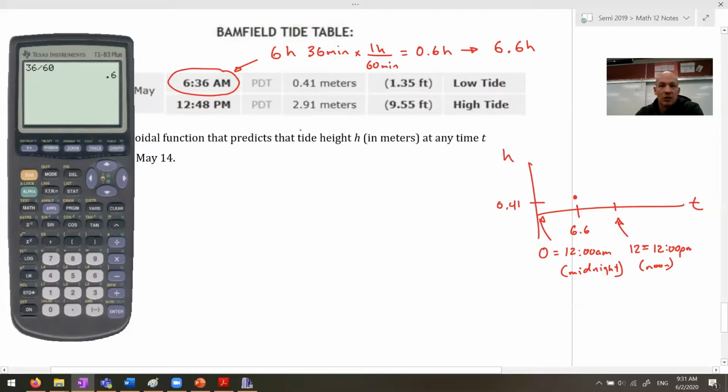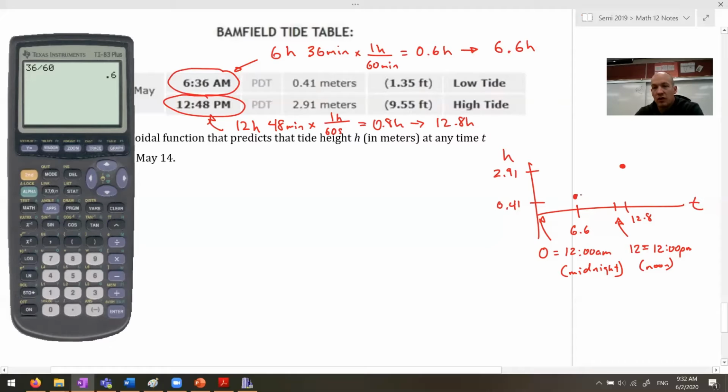Okay, and then we've got this other one over here, which is 12:48. Now this one we're going to have to turn into 12 hours and 48 minutes, and you can't just write 12.48. So we're going to do something similar. I'm going to use my brain. 48 over 60 is reducible to 4 over 5, so that is 0.8 hours, which means we're at 12.8 hours. So 12.8 hours is going to be right about there. That's at the maximum height, which is 2.91 meters. All right, so right there. So there's my 2 points.